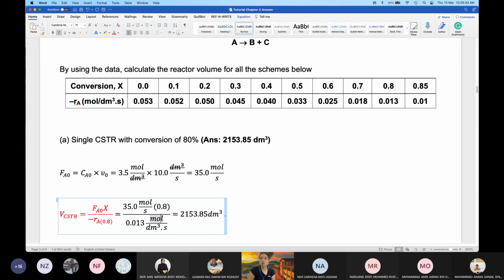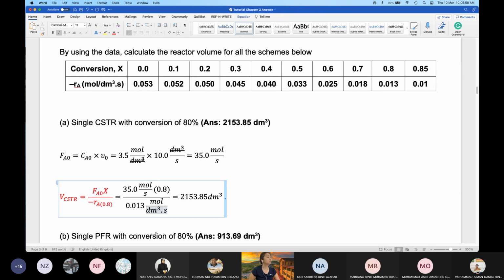I can cancel my mole. I can cancel my second. I'm left with dm cube. I want to find volume. I get dm cube. Dm cube is indeed volume. Most likely, your answer is correct. So that is done for the single CSTR.